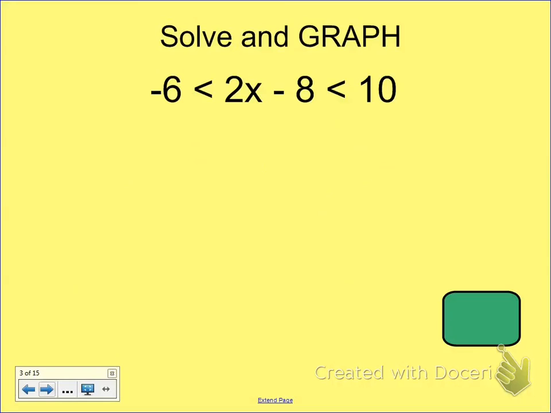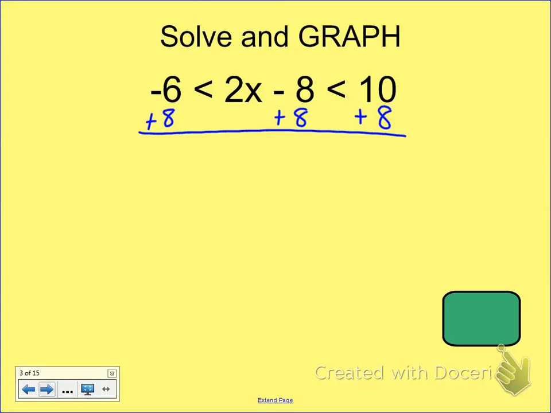Solve and graph. Negative 6 less than 2x minus 8 less than 10. It's been a long time since we've done this problem, about 2 months. So see if you can try this one on your own and then come back for the explanation. Welcome back. Okay, first thing we want to do is solve for x. Just like we would in a normal equation, we're going to add this 8. But we're not just going to add it in the middle and to the right. Don't forget, you need to add it over here on the left-hand side as well.